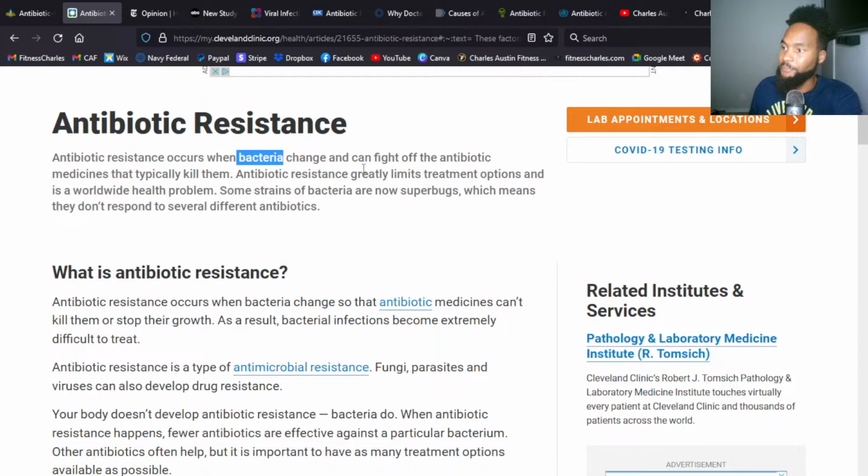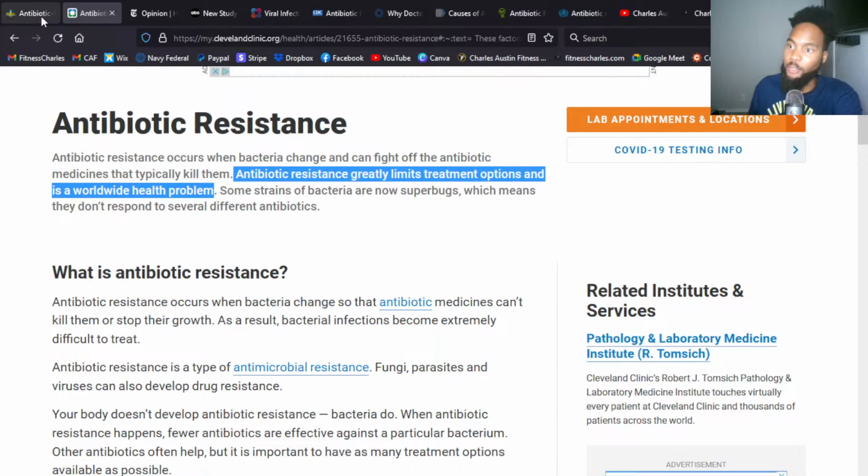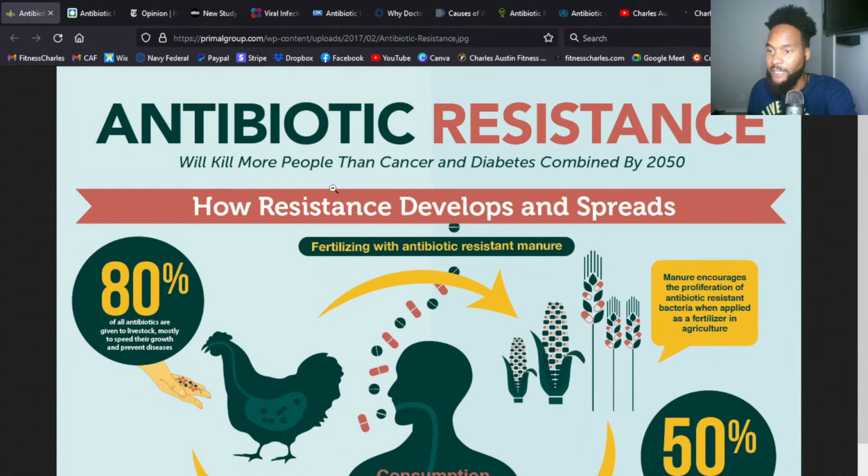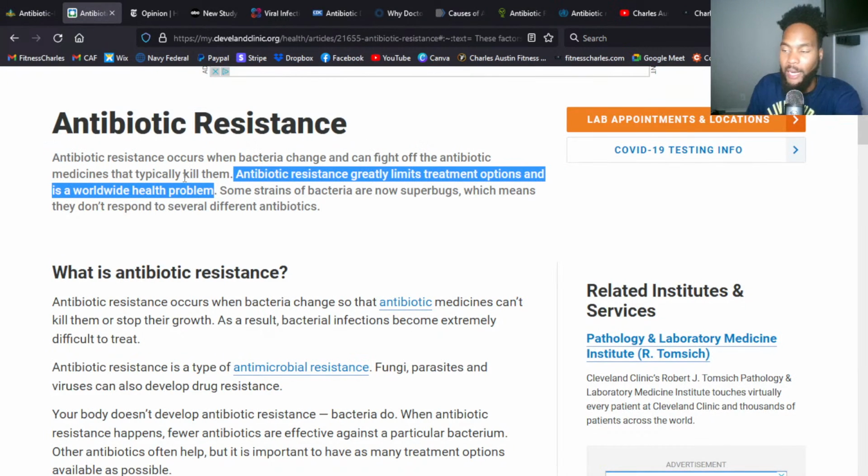So as you see here, when resistance comes in, those bacteria are like, yo, this medicine doesn't have an effect on me anymore. So now you're sick with this bacterial infection, and you're taking the medicine, and it's not working, right? So antibiotic resistance greatly limits the treatment options and is a worldwide health problem. So again, if we go back to the first image, if scientists are projecting that it's going to kill more than cancer and diabetes combined, that's what we're talking about. Why it's a worldwide health problem, right?